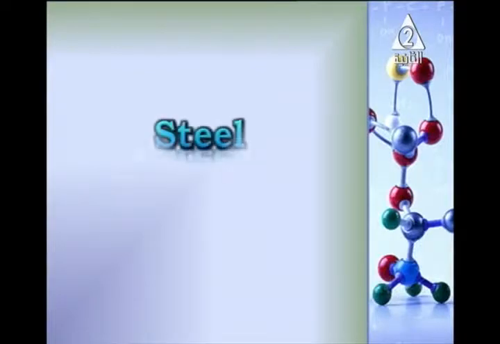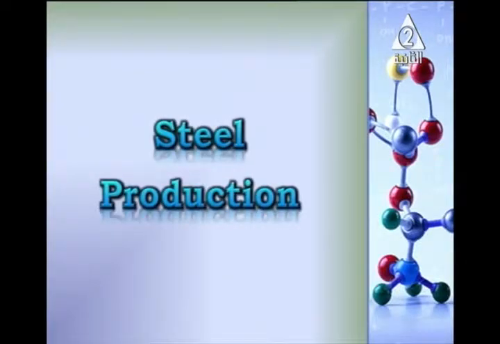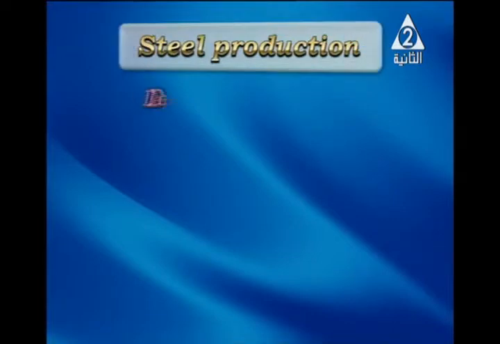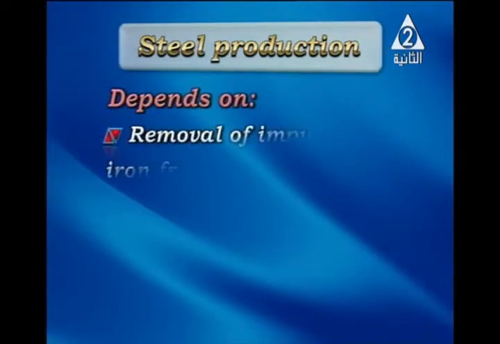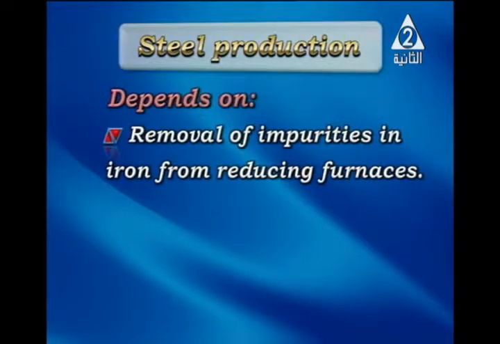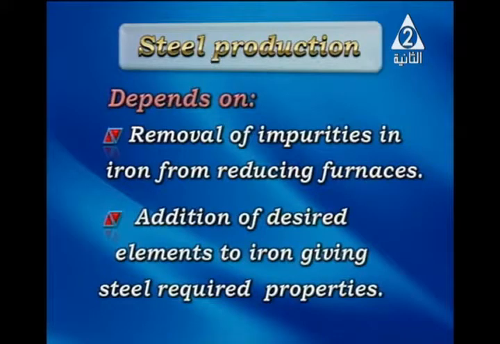Now, my dear students, we are going to discuss the third stage for extraction of iron ore, which is the steel production. In the steel production process, we are going to remove the impurities from iron that come from the reducing furnace, and we are going to add desired elements to iron, giving the steel required properties.